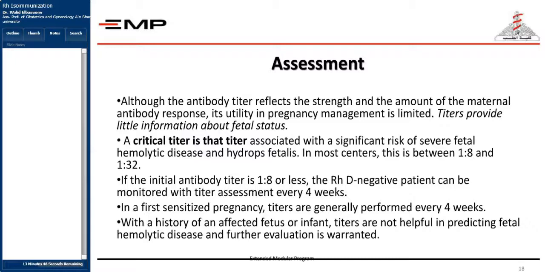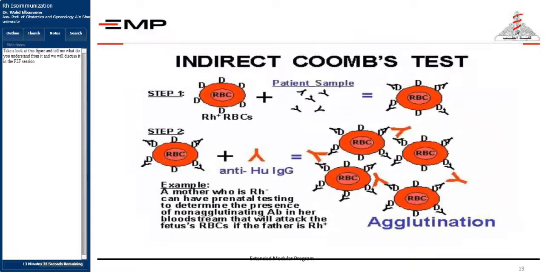In a first sensitized pregnancy, titers are generally performed every 4 weeks. With a history of an unaffected fetus or infant, titers are not helpful. With a history of a previously affected fetus or an infant, titers are not helpful in predicting fetal hemolytic disease, and further evaluation is needed. Take a look at this figure and tell me what you understand from it, and we will discuss this in the face-to-face session. This is the indirect Coombs, as we said previously.